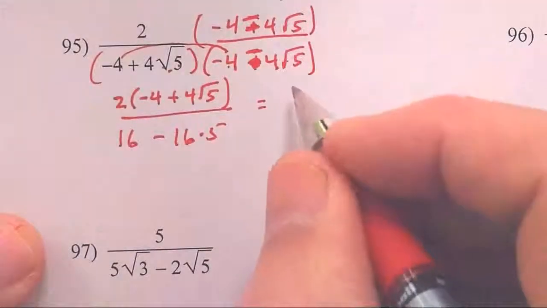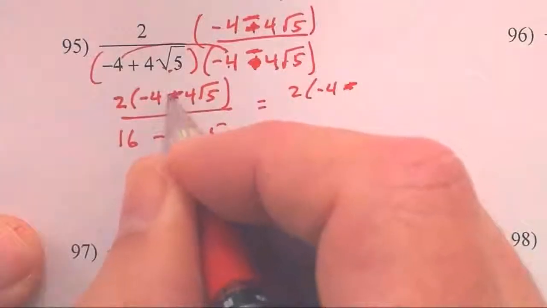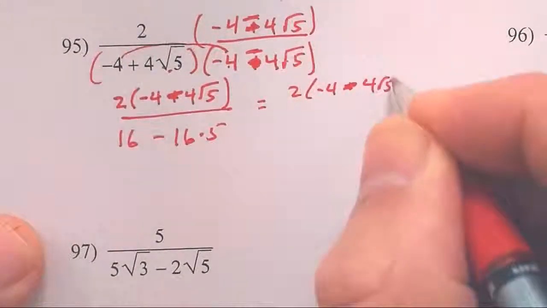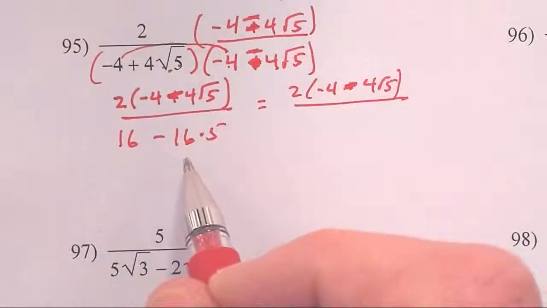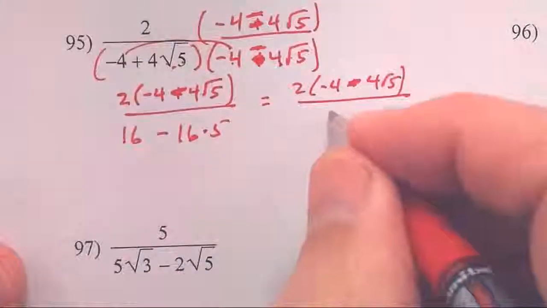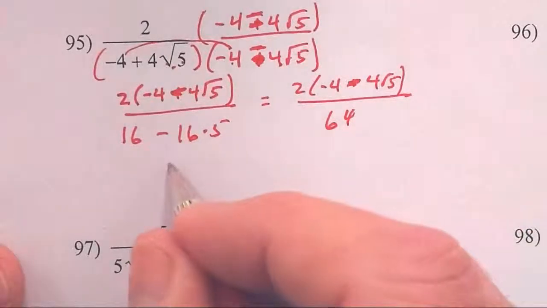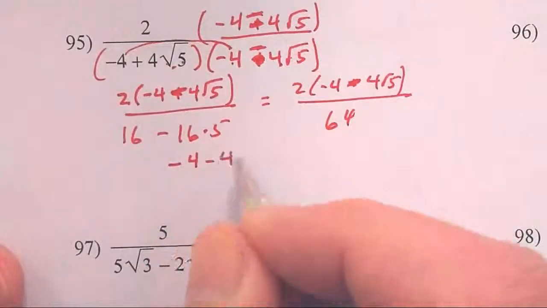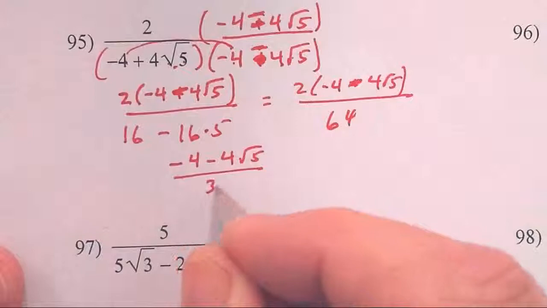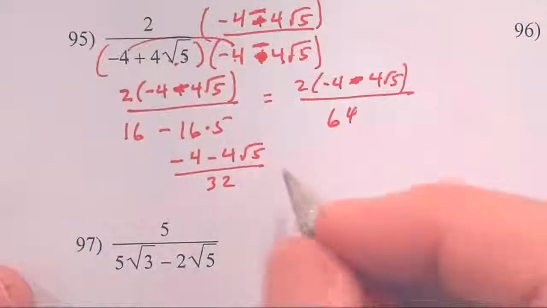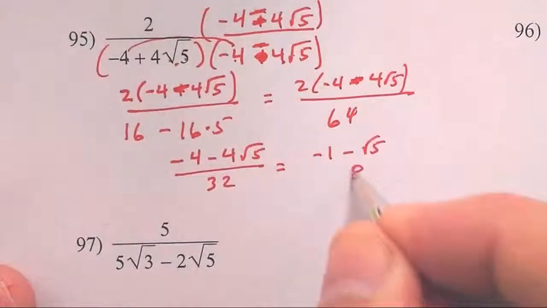So I get 2 times negative 4, that's minus, 4 root 5, all on, let's see, 16 minus 80, or 64. And I see I can reduce the 64 and 2, although I'm going to get some more reducing, I think. Negative 4 minus 4 root 5 all over 2 reduces 64 to 32. And I can divide top and bottom by 4. And I get negative 1 minus root 5 all on 8.